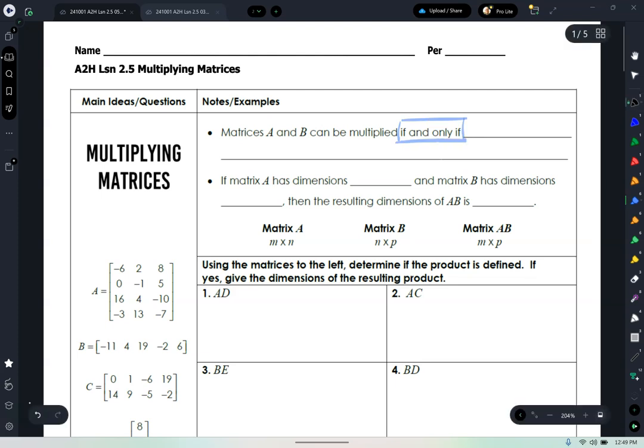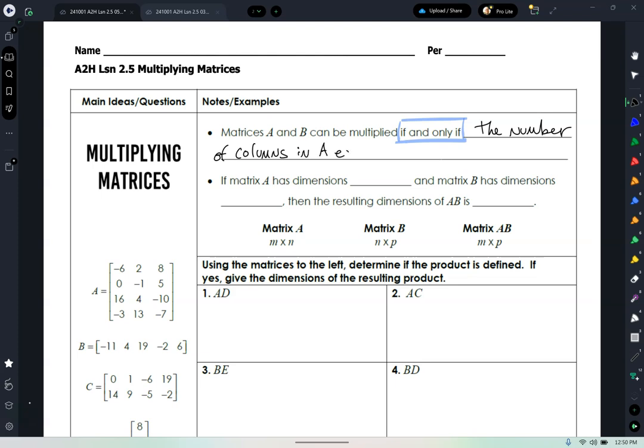If and only if the number of rows, sorry, my bad, the number of columns, this is important actually, the number of columns in matrix A equals the number of rows in matrix B. Okay, so if the number of columns in matrix A equals the number of rows in matrix B, then we can multiply these two matrices.